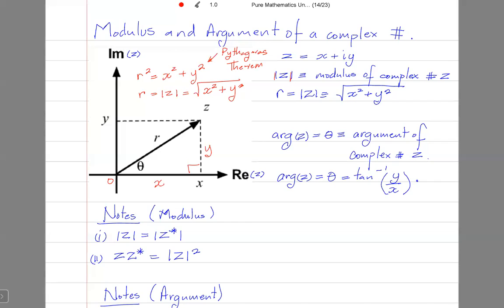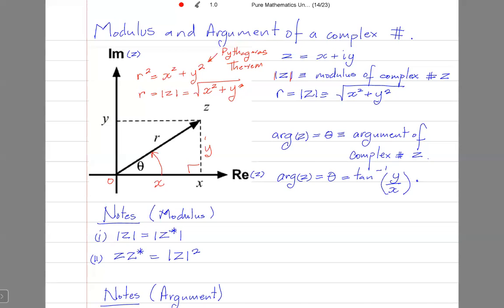So the modulus is equal to the square root of the square of the real part of the complex number plus the square of the imaginary part. Now, the argument of the complex number z is this angle here, and it is equal to tan inverse y over x. And that is simple trigonometry.